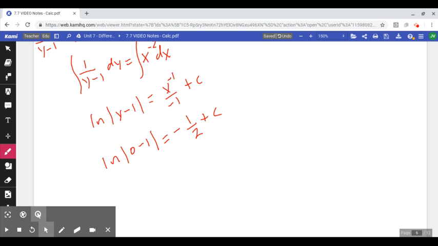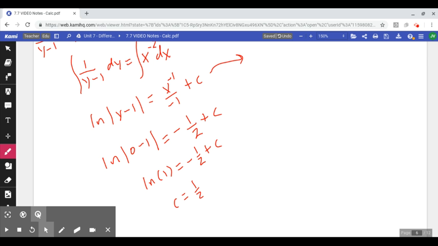The absolute value of 0 minus 1 is 1. So we'll have the natural log of 1 on the left-hand side. And then we'll have negative 1/2 plus c on the right. So c will be 1/2 plus the natural log of 1. And the natural log of 1 is 0. So we wind up with a c value of 1/2.